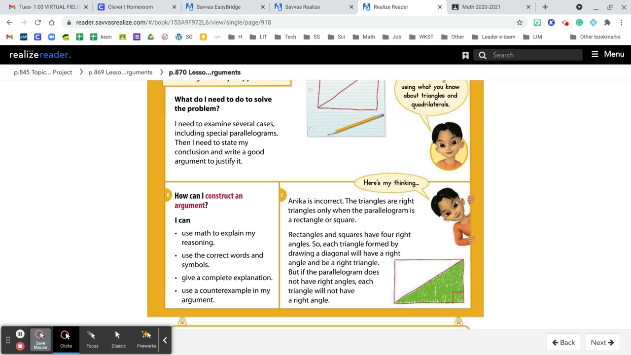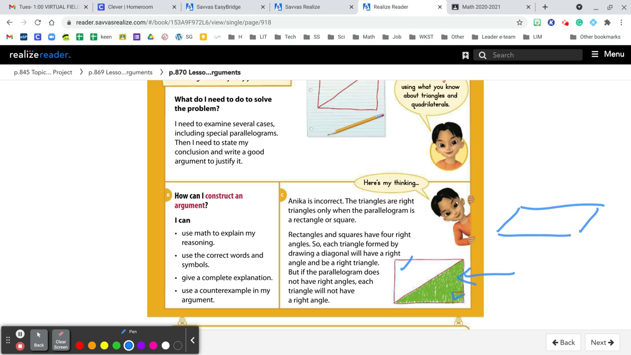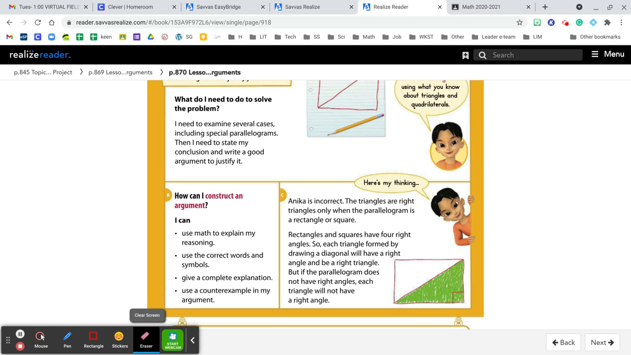So in this case, rectangles and squares have four right angles. So each triangle formed by drawing a diagonal will have a right angle. That's correct. They'll both have the same angle there. But if the parallelogram does not have right angles, each triangle will not have a right angle. So we're good with rectangles and we're good with squares, but we're not good with parallelograms that do not have right angles. That will not work when you do the diagonal. So that's trying several different cases. So let's move on a little bit here.